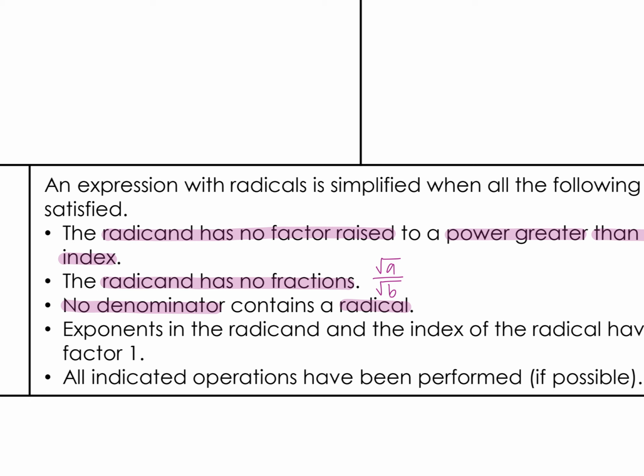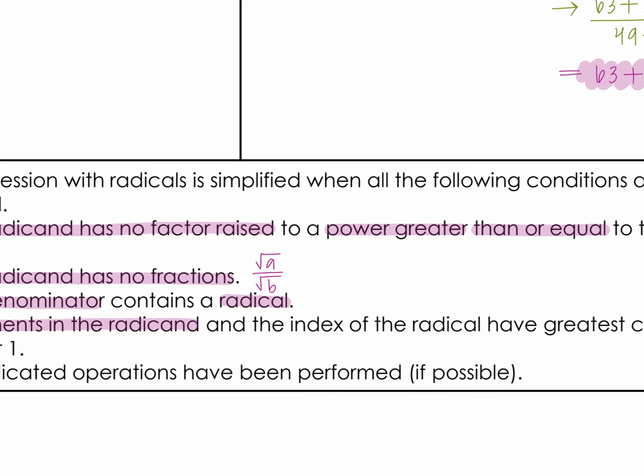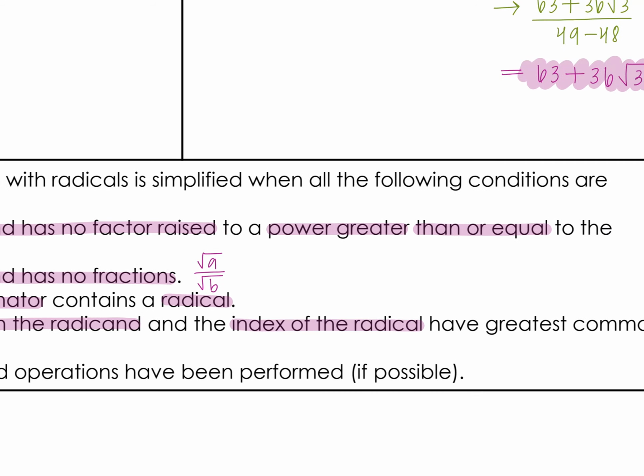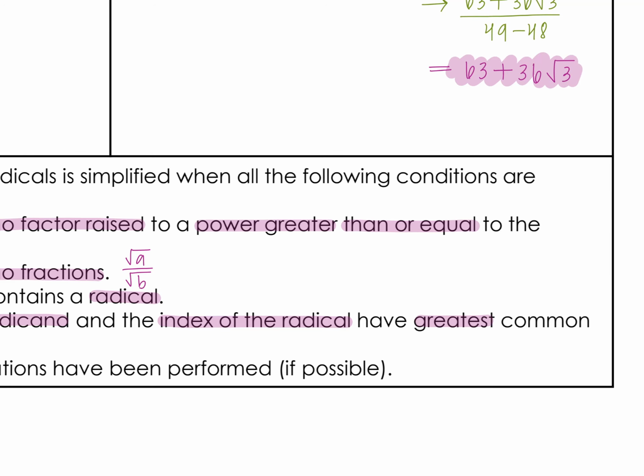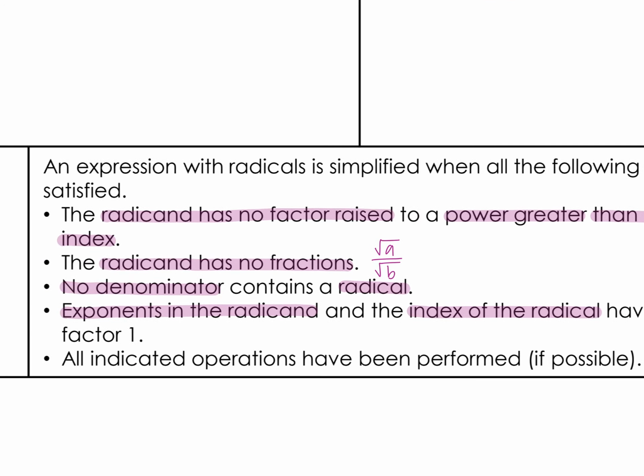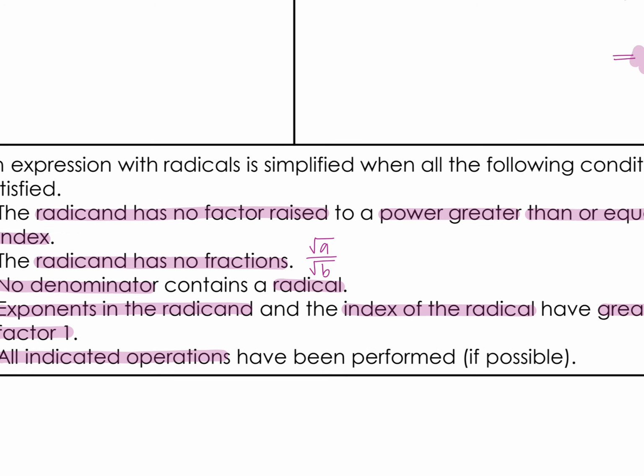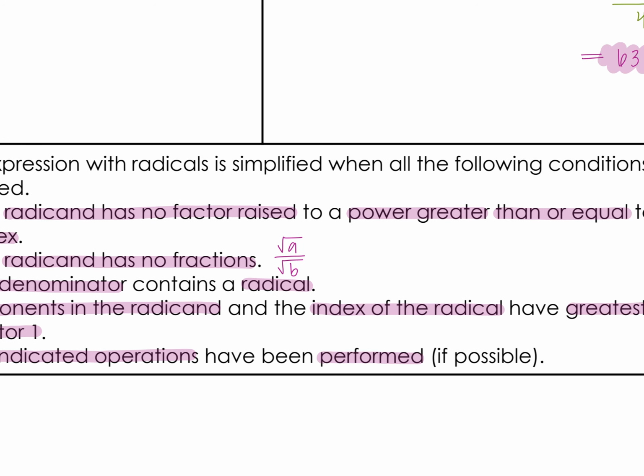Then we have our exponents in the radicand, and the index of the radical have a greatest common factor of 1. And then we have all indicated operations, so adding, subtracting, multiply, have been performed if possible. Okay, I think I also forgot division, but that does count too. And so to clarify, that's going to be the fact that you can't add or subtract radicals that don't have the same radicand. And so that's kind of where that if possible will apply.